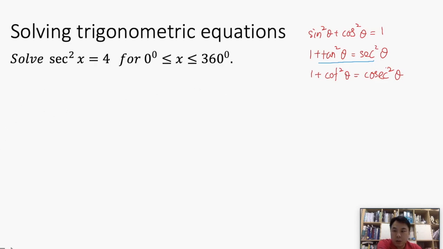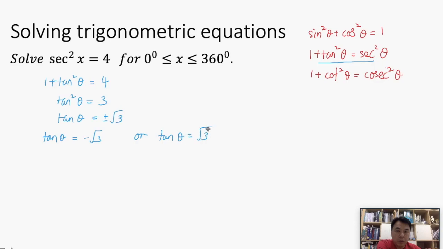Right? So how am I going to solve this? All right, now by using this identity, I know that secant squared is equal to 1 plus tangent squared. So here I can write down 1 plus tangent squared is equal to 4. From here, tangent squared is equal to 3, and then by taking the square root, we find that we have both plus or minus here. So as usual, we're going to consider the two cases here: tangent theta is equal to negative square root 3, or tangent theta is equal to square root 3.